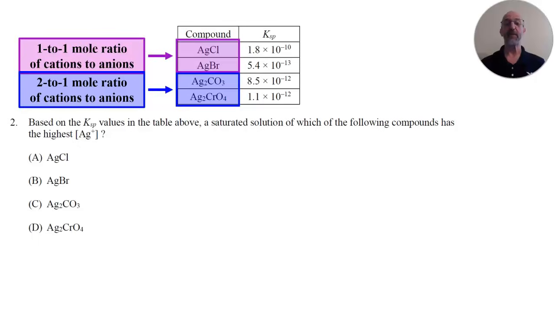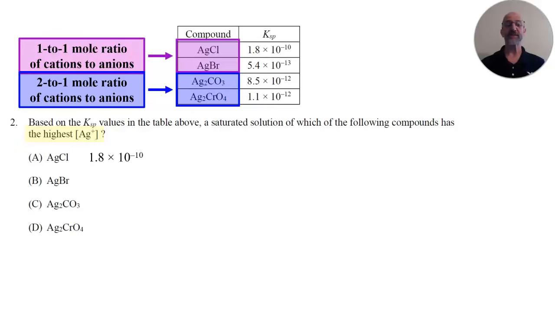And so it turns out that the math we need to do is different when it's a 1-to-1 ratio versus a 2-to-1 ratio for cations to anions. The calculation, the setup, the math is different. So before I do any actual setups for calculations, I'm going to eliminate 2 of the 4 choices in question 2 by a simple comparison of the Ksp values. I'll start with choices A and B. I'm looking for the highest concentration of silver for the correct answer to question 2.